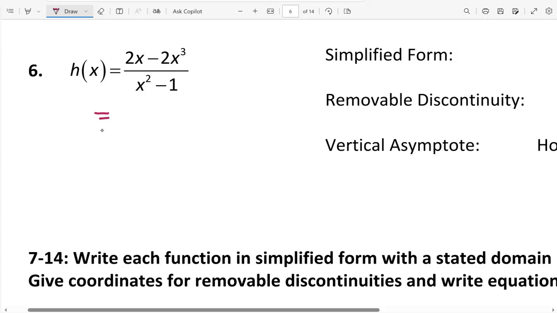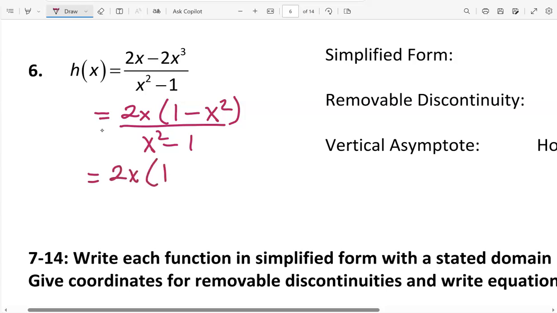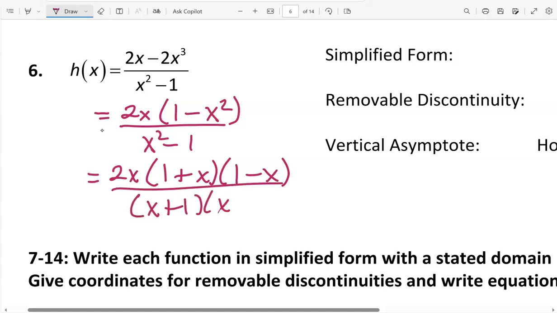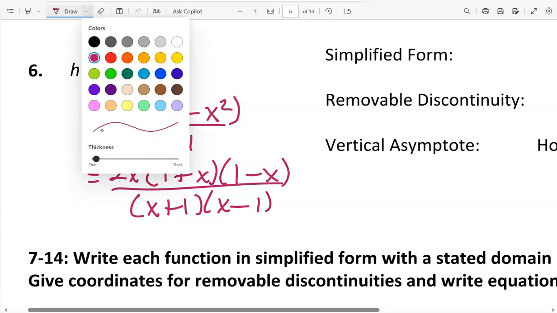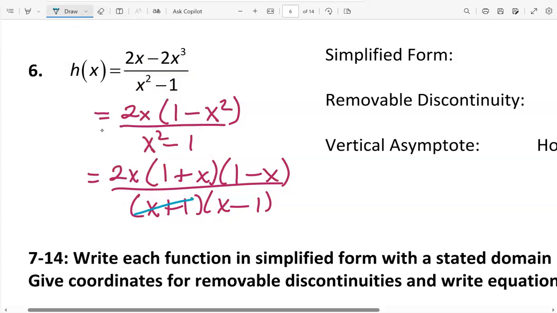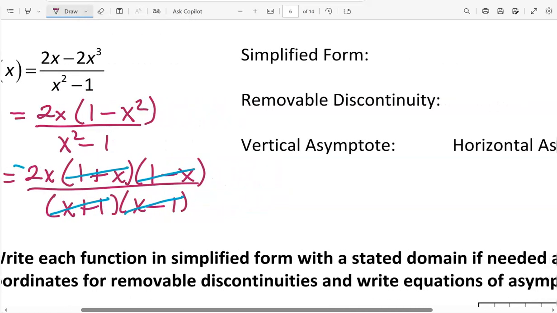In 6, we have a little bit more factoring to do. Common factor of 2x upstairs, and that leaves us with 1 minus x squared, and downstairs we have x squared minus 1. We can factor a little bit more. 1 minus x squared is 1 plus x times 1 minus x, and x squared minus 1 is x plus 1 times x minus 1. Now 1 plus x and x plus 1 are the same factor, so they're going to cancel. But when we cancel the 1 minus x and the x minus 1, that's going to leave us with negative 1 because they are opposites.